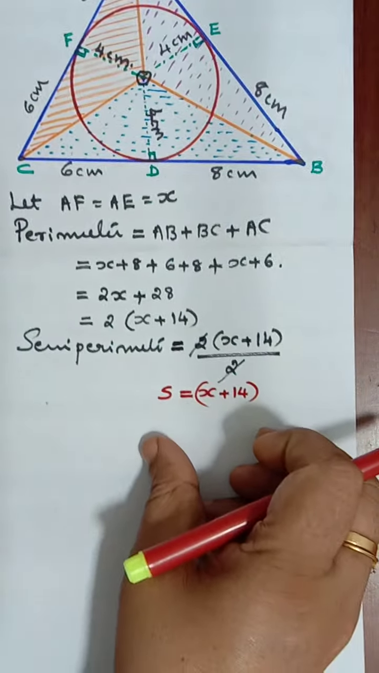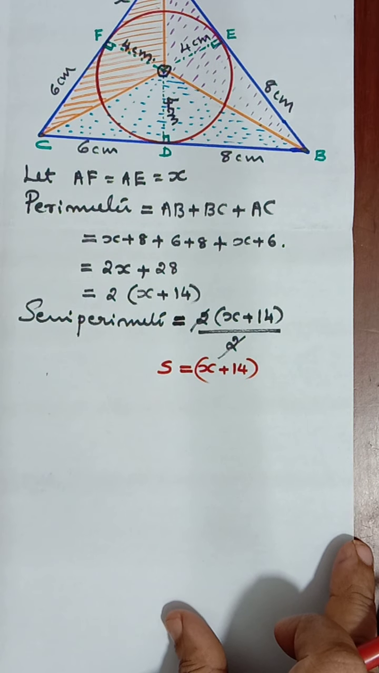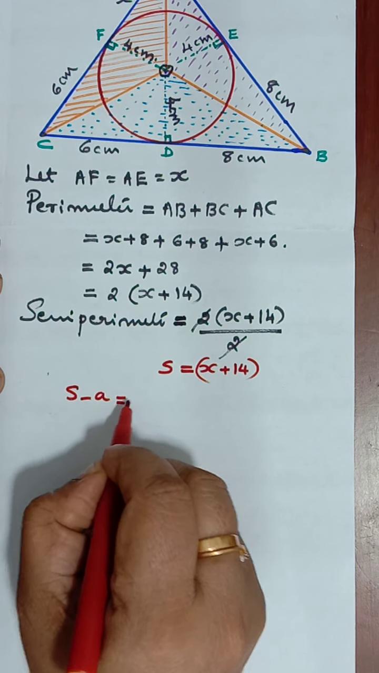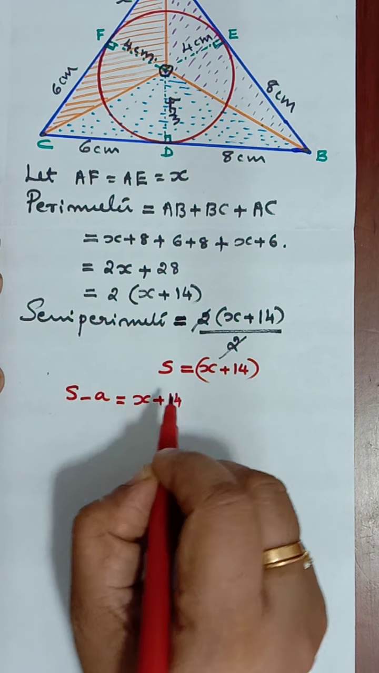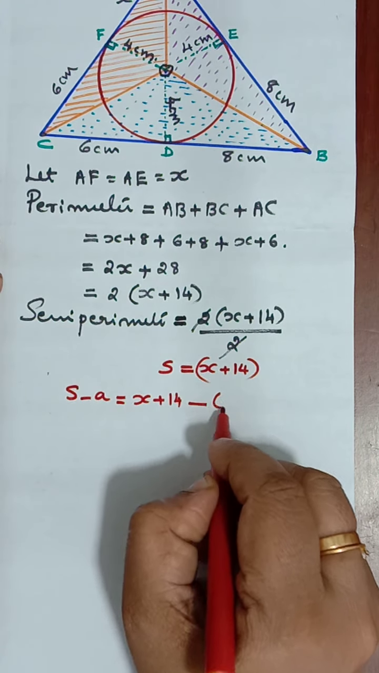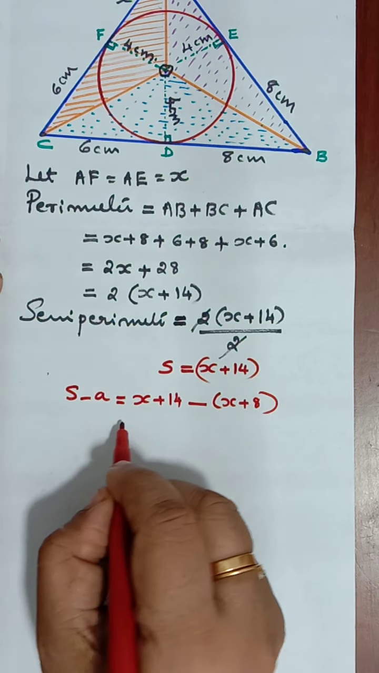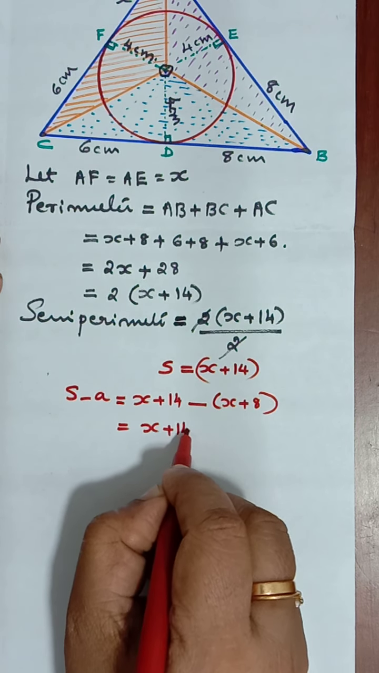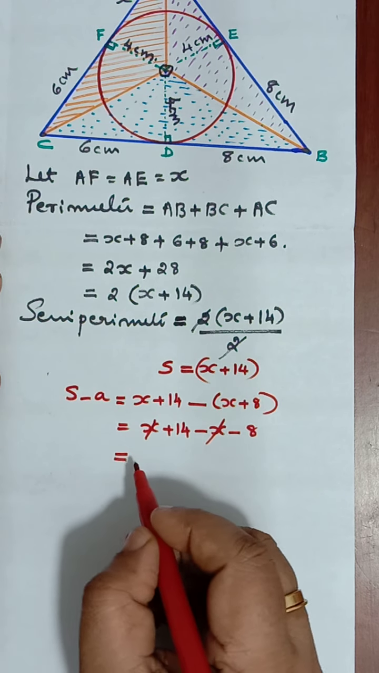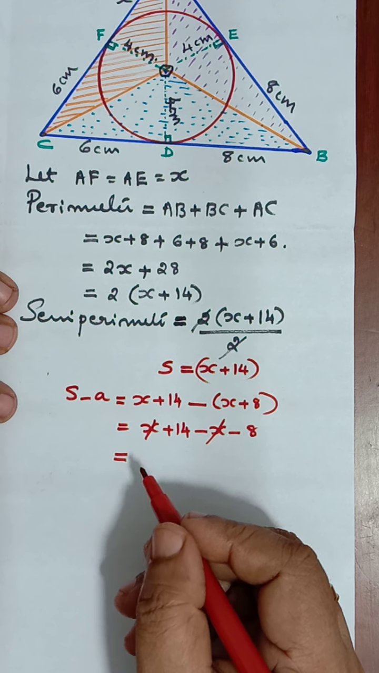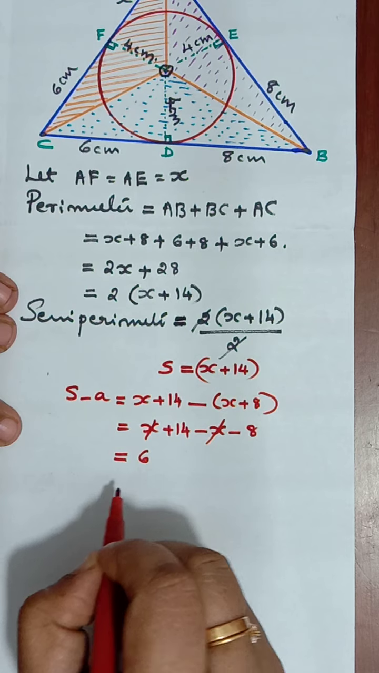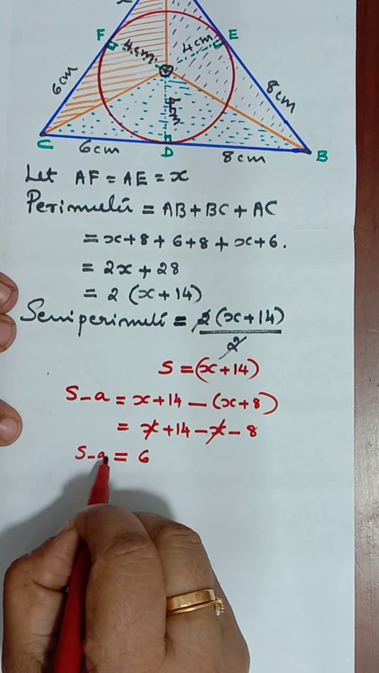Now we have to find out each one: S minus A, S minus B, S minus C. So let us find out separately. What is S minus A? That is x plus 14, our S, minus A, which means one side, that is AB. AB side is x plus 8. Let us simplify. x plus 14 minus x minus 8. Cancel x, then 14 minus 8. What do we get as 14 minus 8? We have to subtract and write the value. It is equal to 6. S minus A we got as 6.